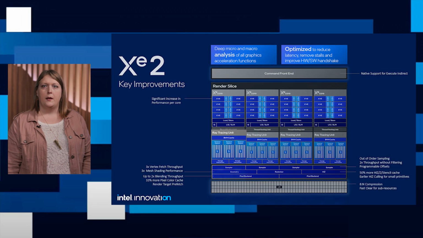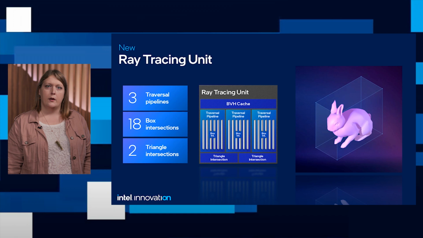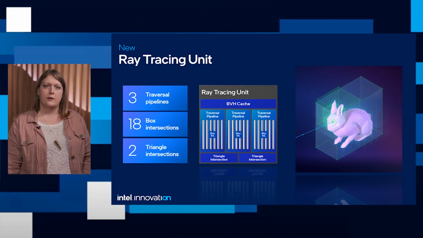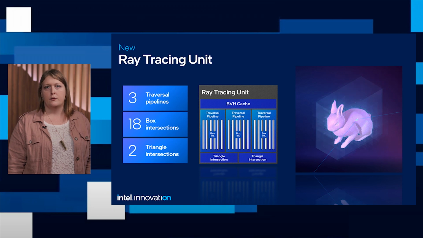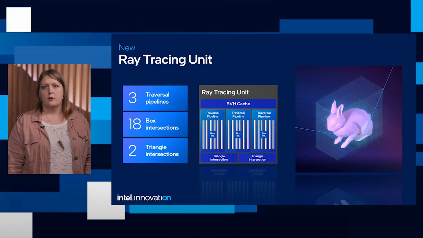There have been large updates and improvements to the Xe2 ray tracing unit. In the previous generation, the Xe ray tracing unit was configured with 2 traversal pipelines for discrete GPUs and a single traversal pipeline for built-in GPUs.